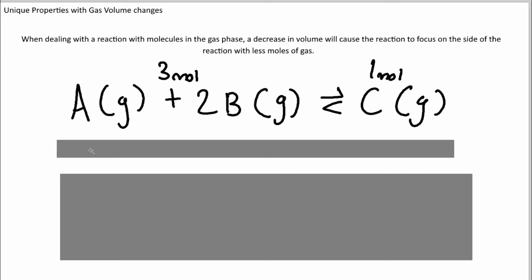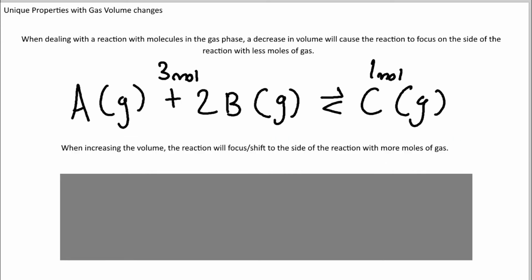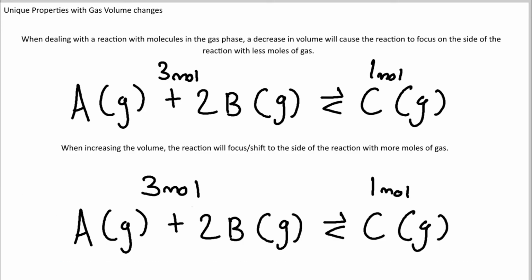And it's quite true for the opposite. When increasing the volume, the reaction will shift to the side with the more moles of gas. So if we do the exact same equation, now, since we increase the volume, the reaction is going to shift to the reactant side, because that has more moles of gas than the product side.